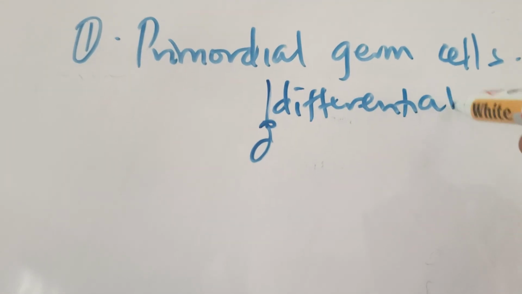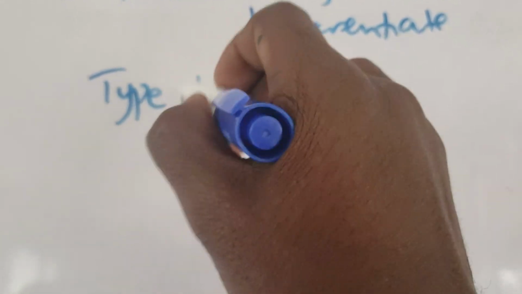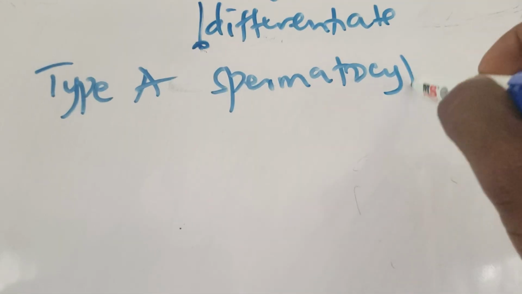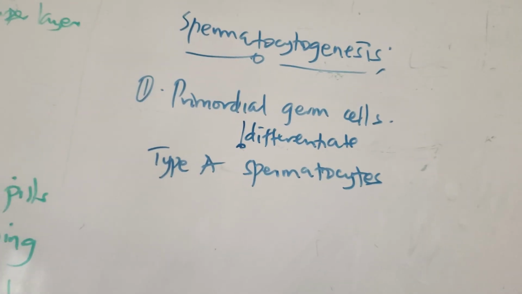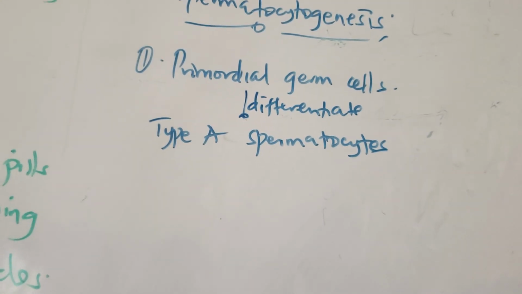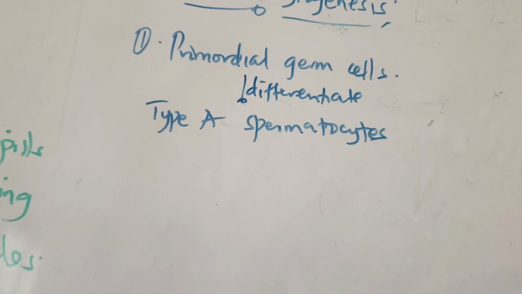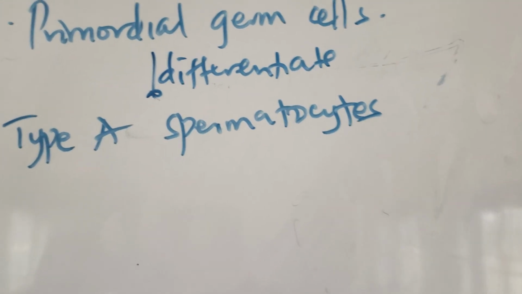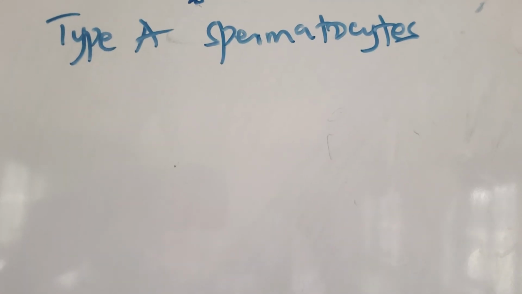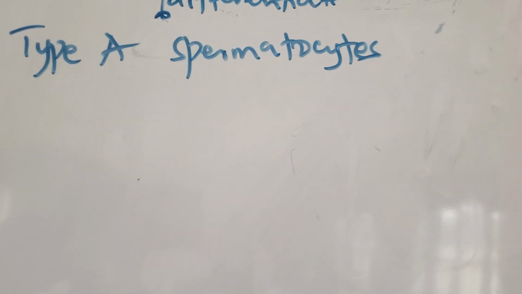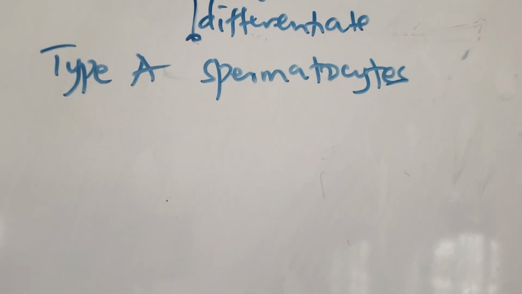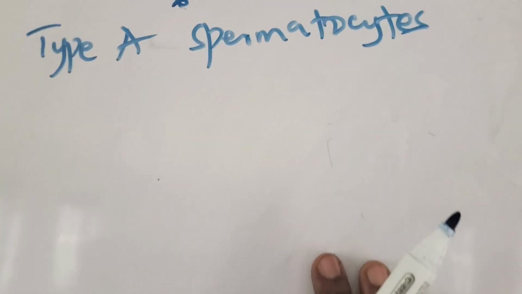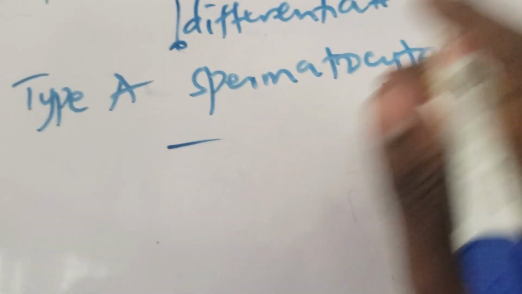So in the testes, they are going to differentiate into what we call type A spermatocytes. Remember in your A-level you didn't have these things of type A and type B, but here we have type A and type B. So this type A spermatocytes, they are the ones that are going to continue supplying stem cells for formation of sperms. They are the ones that are going to keep forming type B spermatocytes, the ones that are committed at formation of sperms. So here they are going to keep on supplying stem cells.